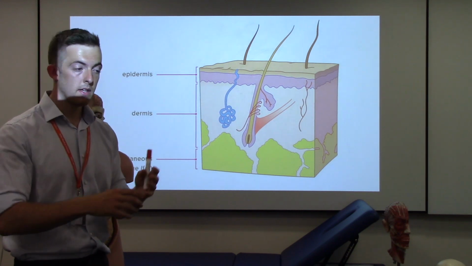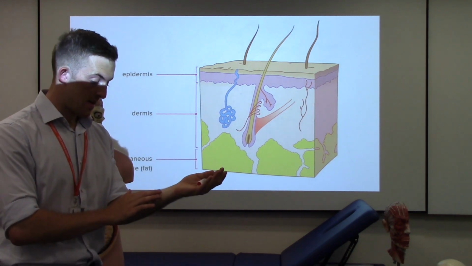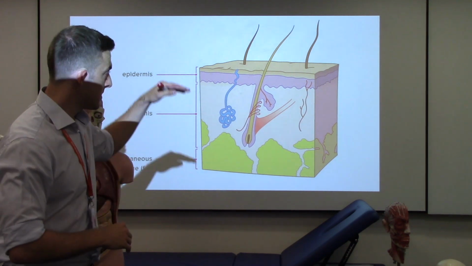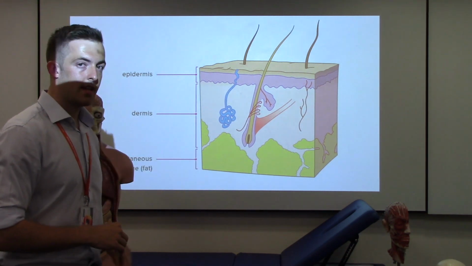Also malignancy, if you're looking at a skin lesion, a lesion just means an abnormality. How deep that has gone, you're going to measure it by how deep, what layer of skin it's got down to.